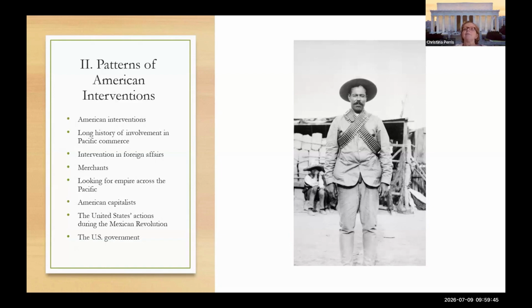One second. What can I get this up here?